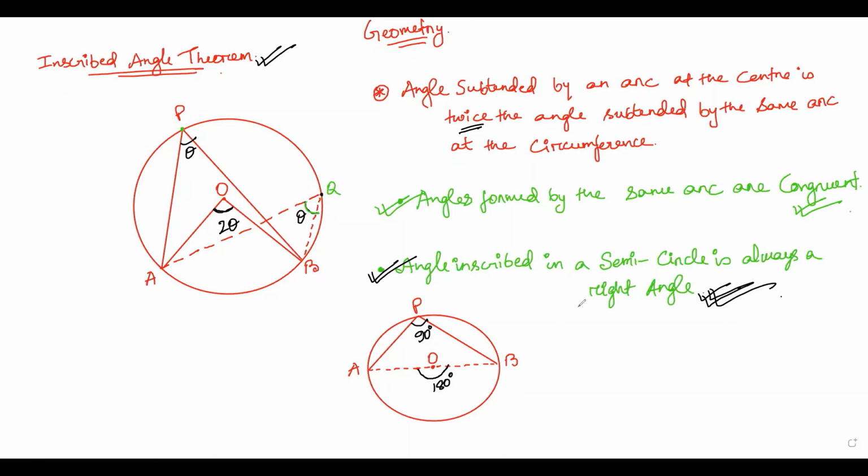So the angle subtended by an arc at the center is twice the angle subtended by the same arc at the circumference, and this is known as the inscribed angle theorem. And from this, we have derived that angles formed by the same arc on the circumference are congruent, and angles inscribed in a semicircle are always right angles.